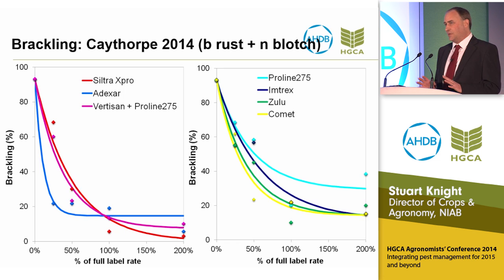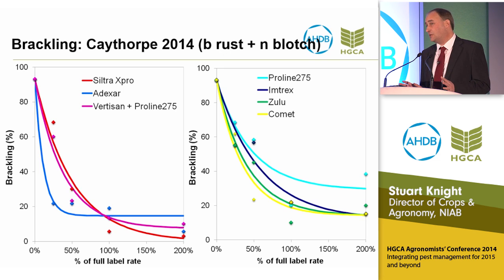Now, as well as yields, as well as disease, sometimes we can collect some interesting and useful other data, and I just thought I'd put this slide up because it's quite nice data. This is brackling from that Caythorpe trial, and you can see that all of the products are giving us some good reductions in brackling here, particularly from the SDHIs and the strobe, and obviously the SDHI azole mixtures. So clearly there's a good link between the levels of disease control we were getting and the levels of brackling reduction that we were getting. So just really a nice bit of data to show that these products are doing more than just disease control and yield.